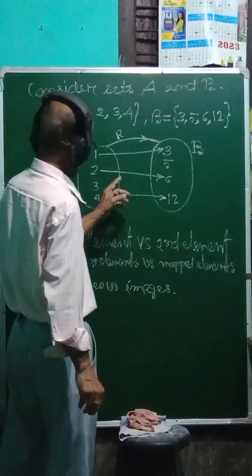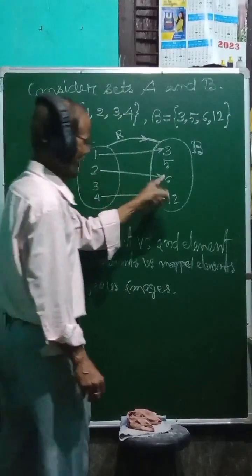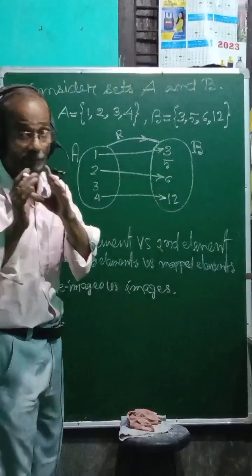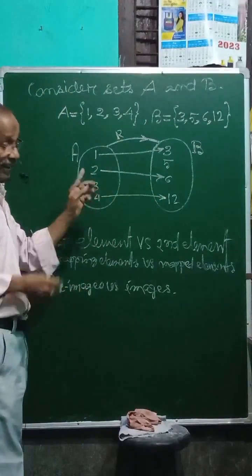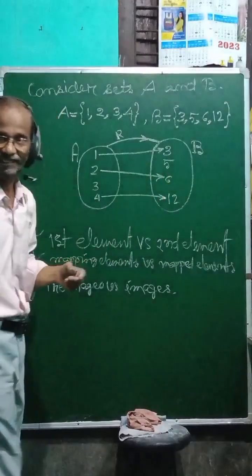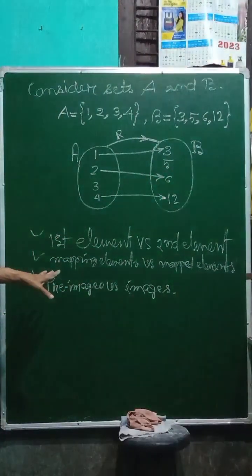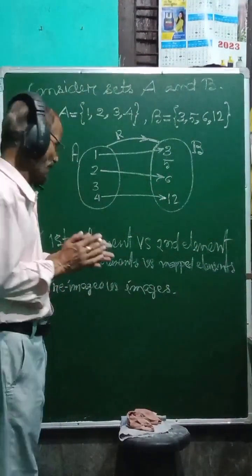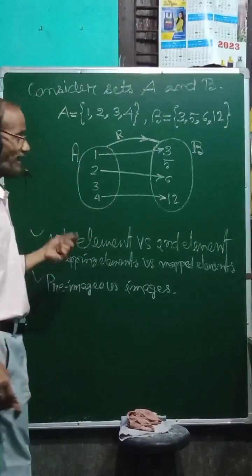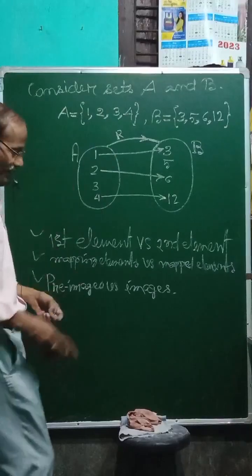Another is that, for example, 2 has gone to 6. Those 6 of the set V will be called an image of the element 2. And conversely, the 2 is called the pre-image of the element 6. These are the things you have to remember. Having understood these terms, we shall go to define the domain, range, and codomain of the relation.